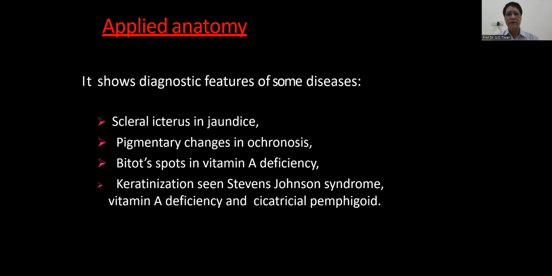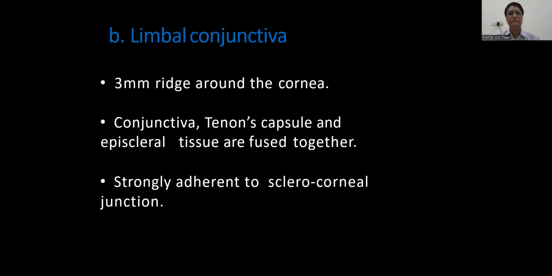The point is that it is this part, the scleral part of the conjunctiva, that is very useful, and it provides certain diagnostic features of several diseases. So, we look for pallor, icterus, and pigmentation essentially. The limbal conjunctiva is a 3 mm ridge around the cornea. This conjunctiva, Tenon's capsule, and the episcleral tissue are fused together here. So, you may not be able to dissect pure conjunctiva, but you will dissect Tenon's capsule along with this. It is strongly adhered to the sclerocorneal junction.